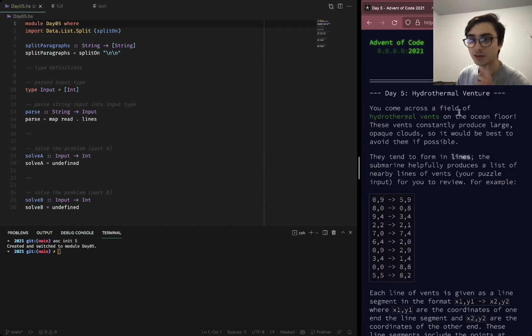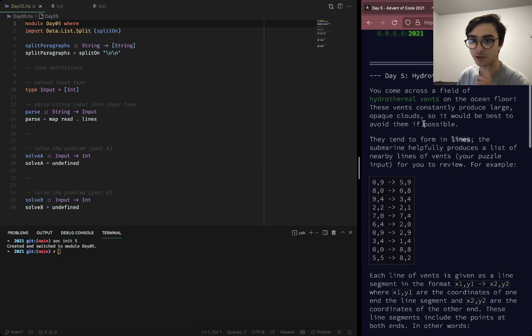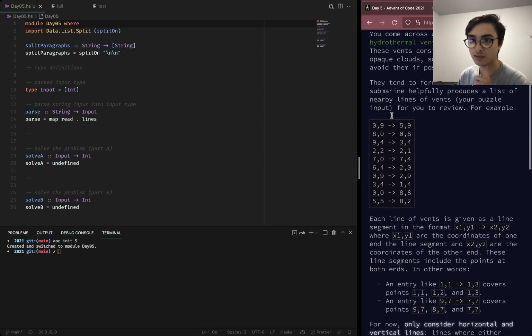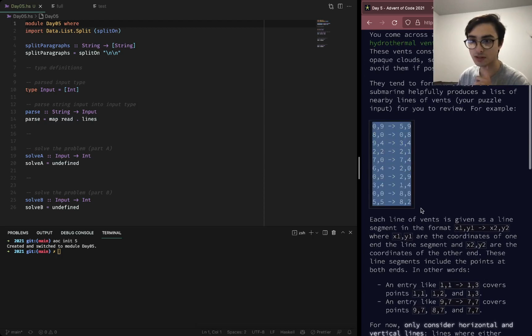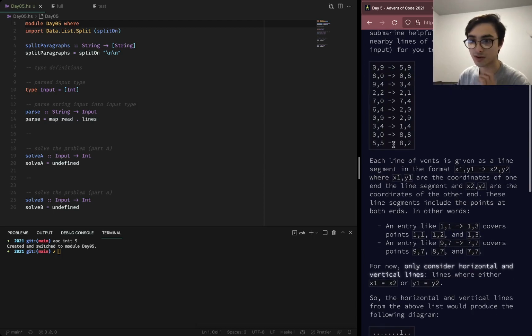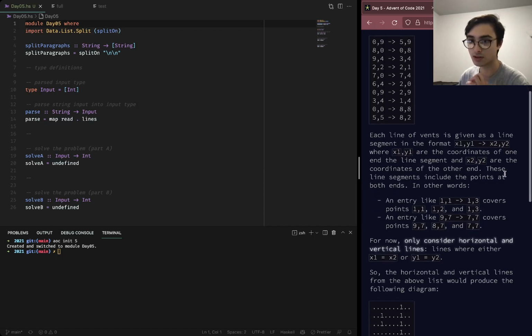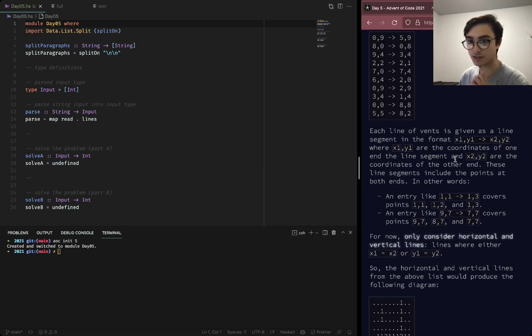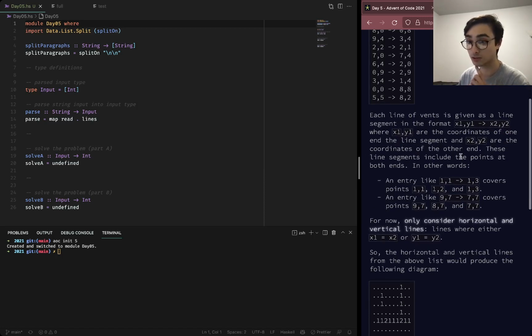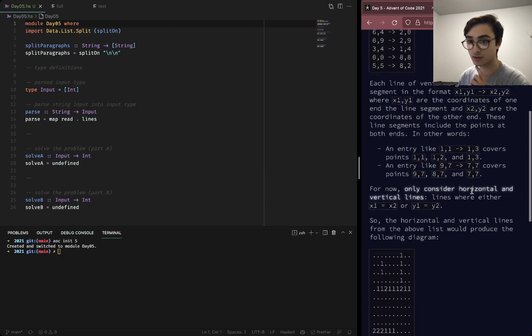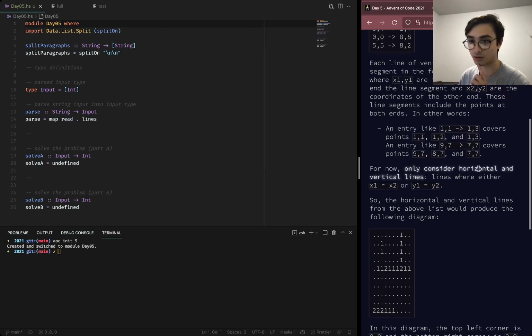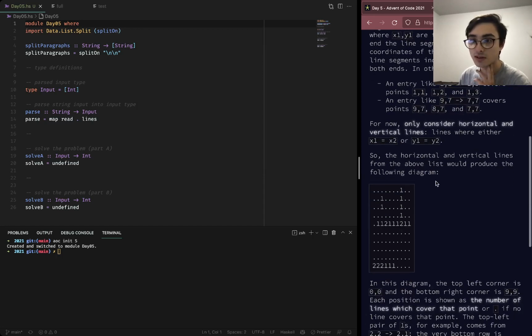and we have a field of hydrothermal vents on the ocean floor. In lines, so this is our input. Interesting. So we have a line of vents, it's x1, y1, x2, y2. They are the coordinates of one end of the line segment, and these are the other ends. These line segments include the points at both ends. Okay, so we're only considering horizontal and vertical lines.